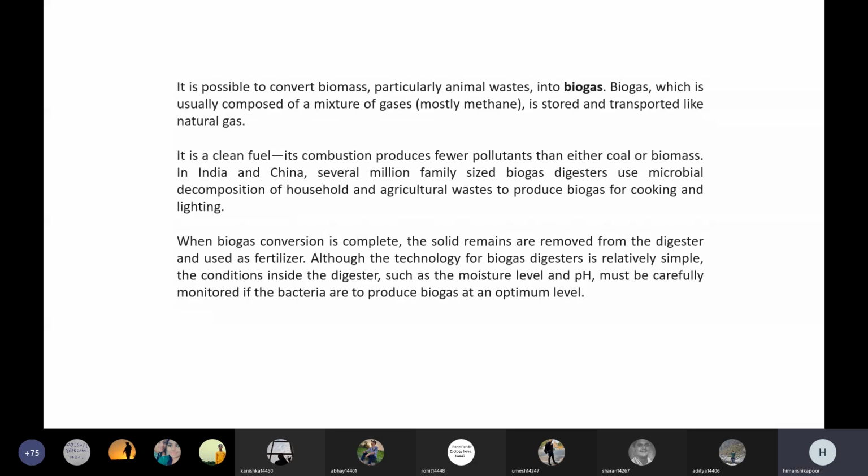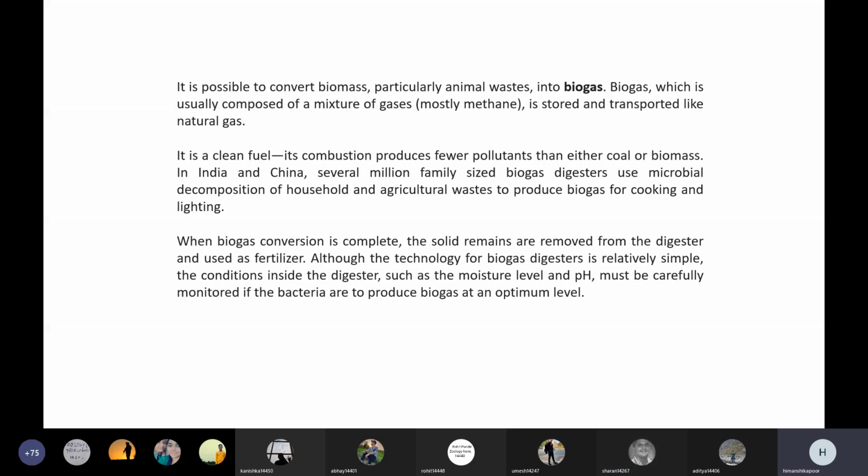Yes, ma'am. Now coming to the gaseous form of the biomass. So can you just guess what could it be, or if you are well aware of it, the gaseous form of biomass, and how do we produce it? Yeah, biogas plant. Yes.